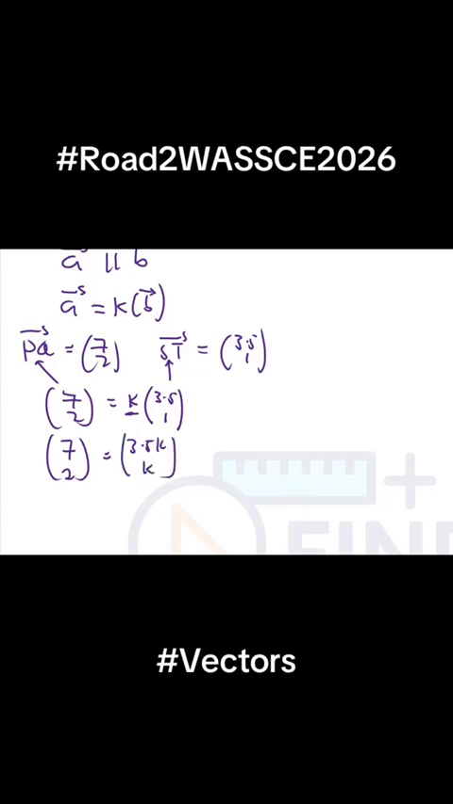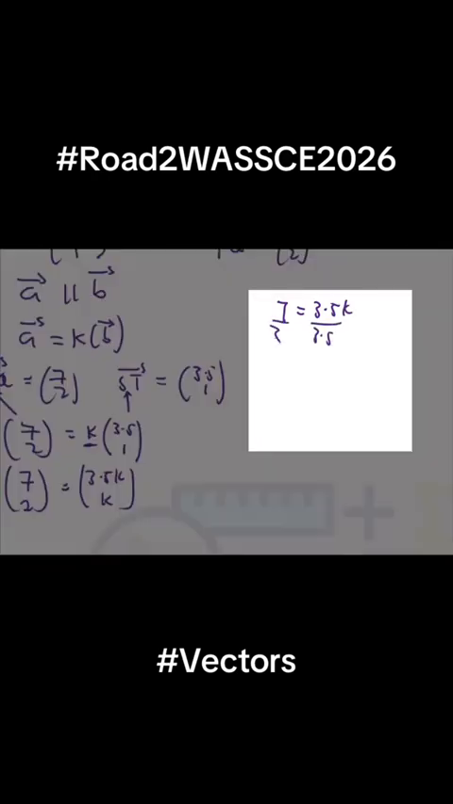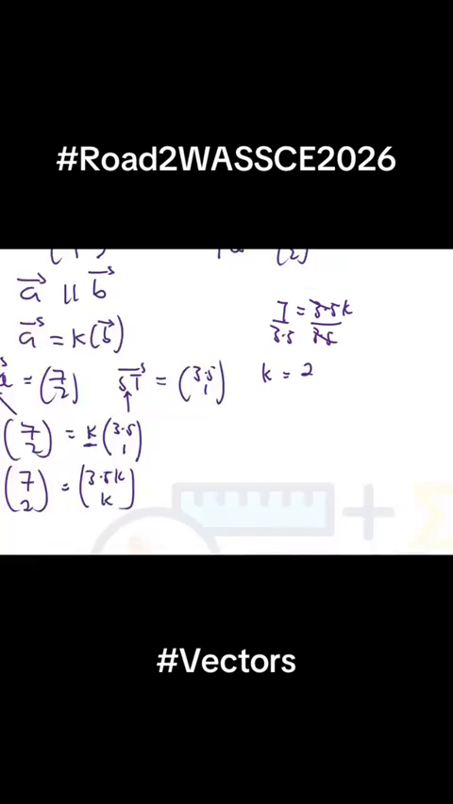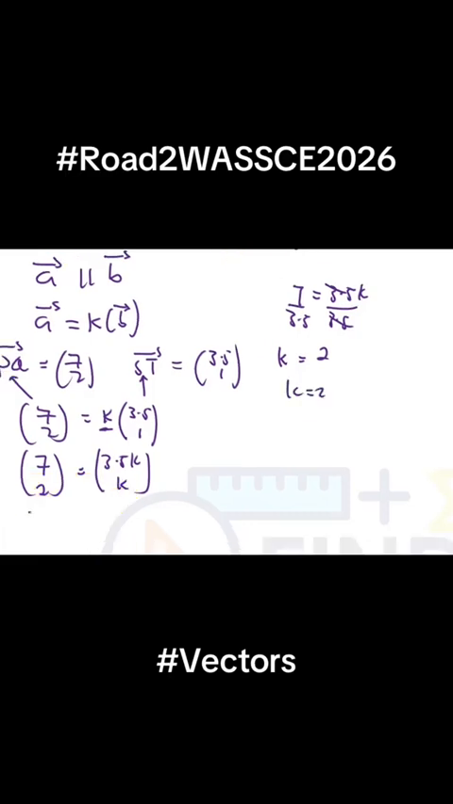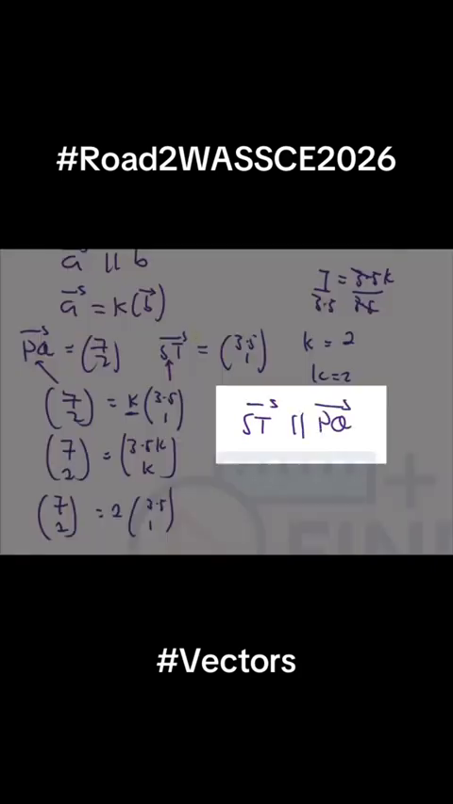Now, equal vectors means that we can equate the horizontal components. So we can say 7 is equal to 3.5K. We divide this by 3.5, we divide this by 3.5. How many 3.5s are in 7? That is 2. Similarly, we can also see that for the vertical component, K is equal to 2. That means that 7, 2, which represents vector PQ, is twice vector ST, which is (3.5, 1). Since we have shown one is a scalar multiple of the other, this means that vector ST is parallel to vector PQ.